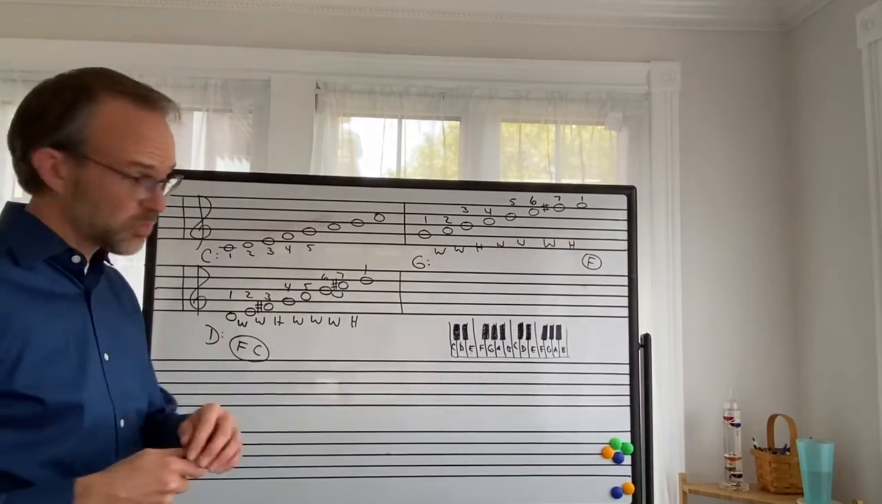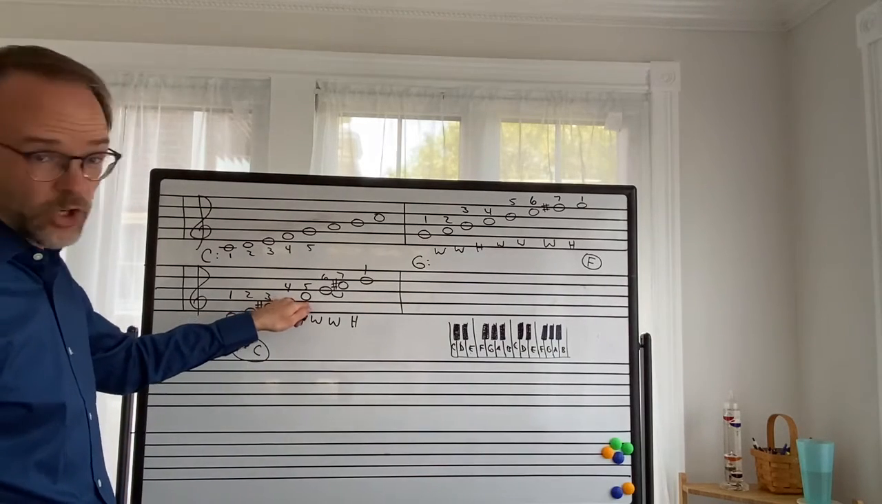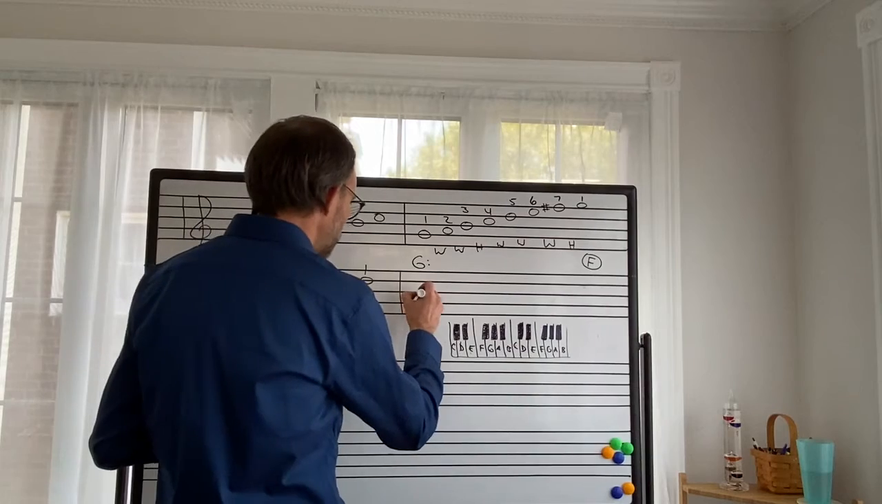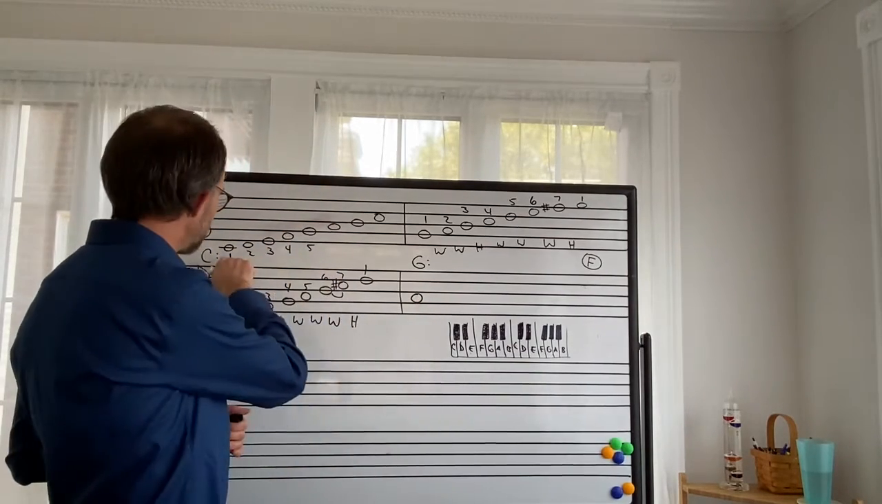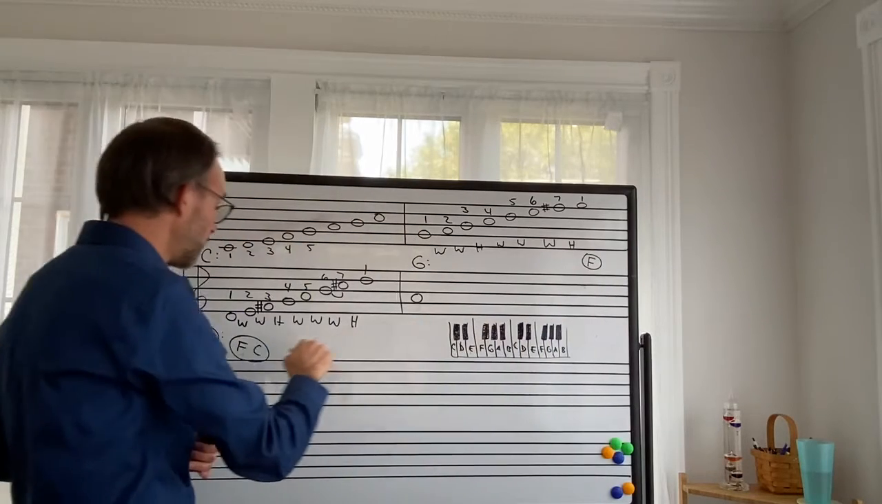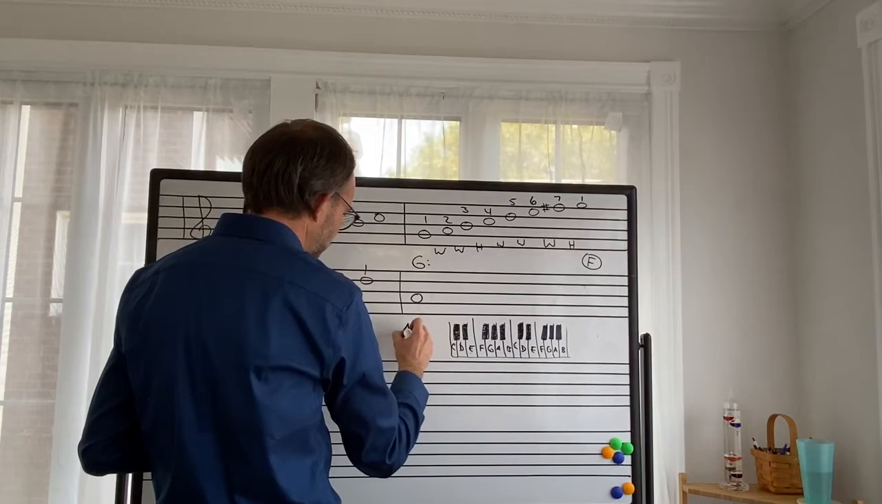So hopefully now you've unpaused it and you know where we're headed. 1, 2, 3, 4, 5. We're going to start on that note, A. How many black keys are we going to have? Let's see. 0, 1, 2. We're going to have 3. We're in the key of A.